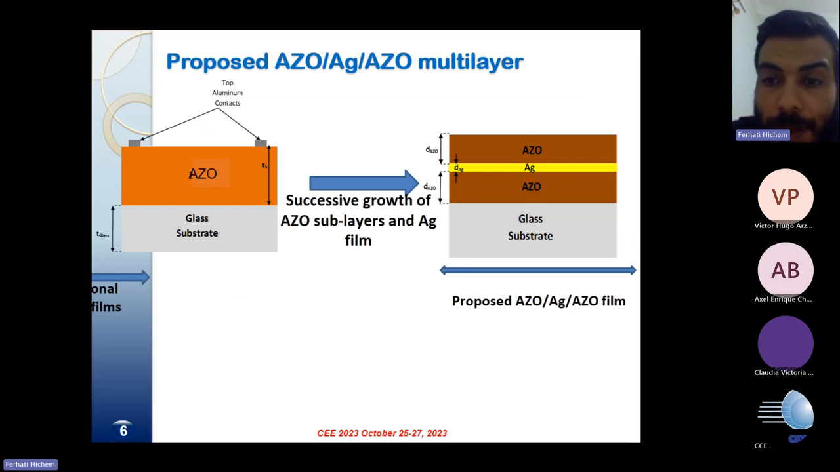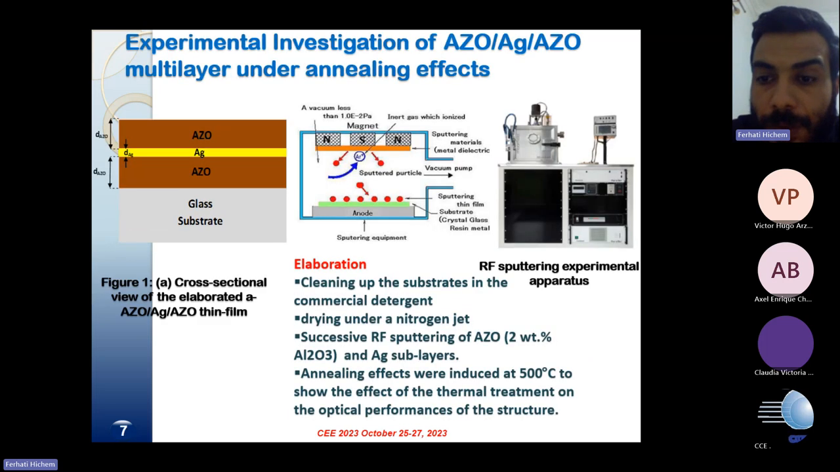So the proposed structure consists of introducing an ultra-thin silver intermediate layer in the aluminium doped zinc oxide thin film, which results in a multilayer structure as shown in this figure. To do so, successive growth of aluminium doped zinc oxide sublayers and silver film is required. For this purpose, we have used RF sputtering experimental facility to elaborate the aluminium doped zinc oxide sublayers and the silver film.